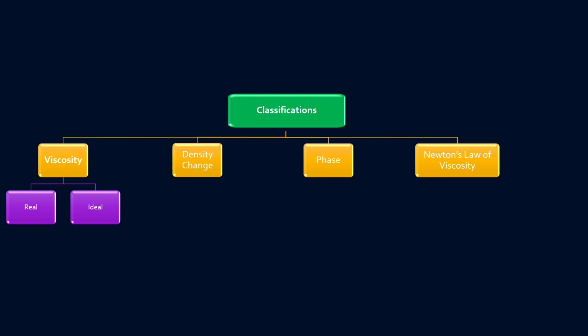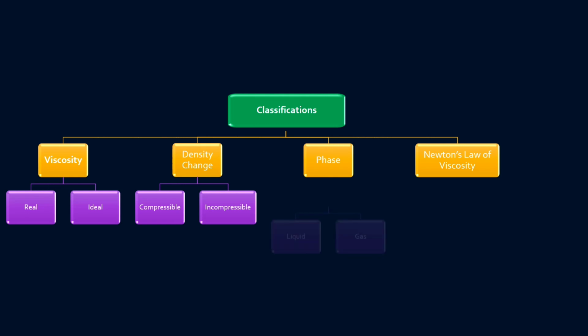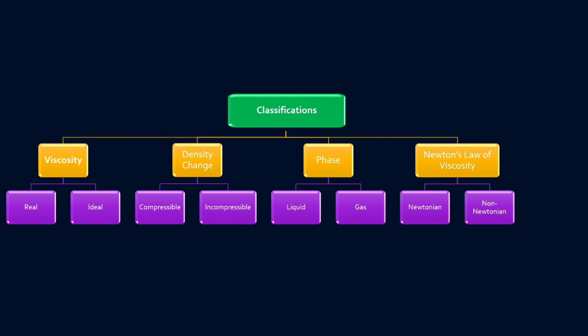Based on viscosity, fluids are classified as ideal fluid or real fluid. Ideal fluid is also termed as imaginary fluid. Based on change of density during a unit operation, the fluid can be classified as incompressible or compressible. Based on phase, the fluid can be classified as gas or liquid. This is the most common classification that we use in our daily life. Based on Newton's law of viscosity, fluid can be classified as Newtonian or non-Newtonian fluids. Let us understand each classification in detail.